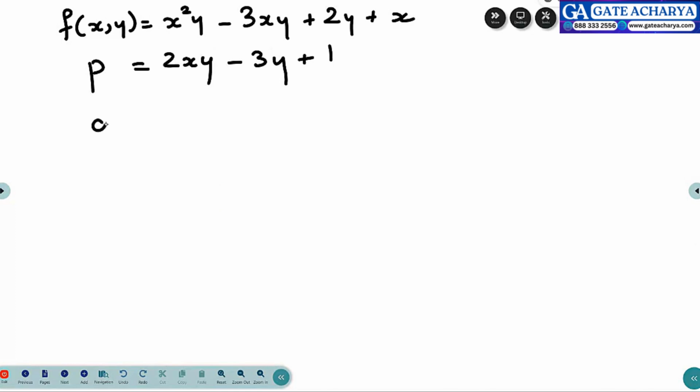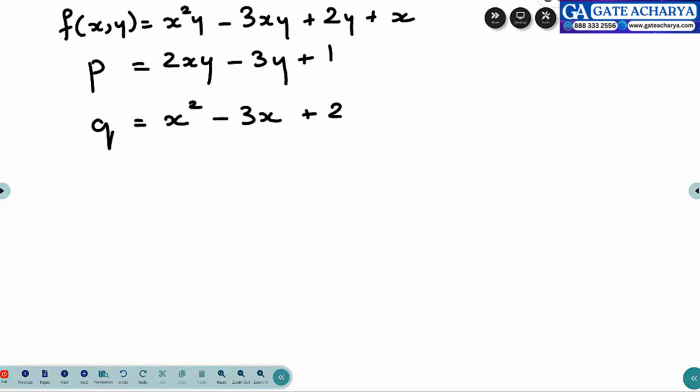Next is q. What is q? Dou u by dou y. So I have to assume the x variable as constant, and treat the y variable. So x square into the derivative of y, which is 1, so x square just. Next, 3x is constant, the derivative of y is again 1, so minus 3x and plus 2. That's it. The derivative of x is 0.